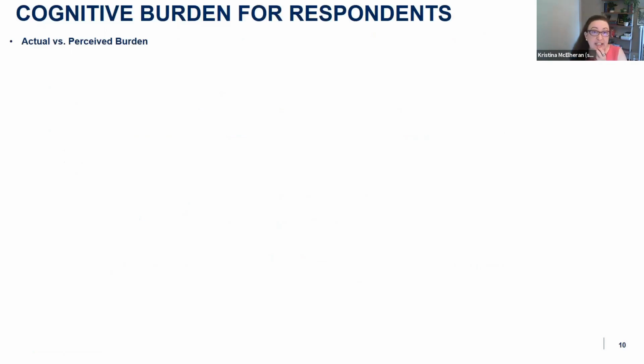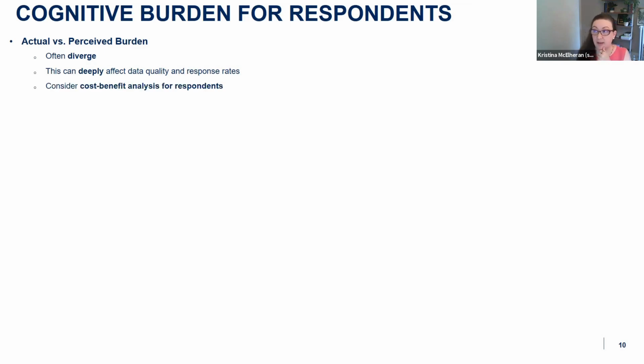It's useful to understand when we're thinking about burden that there's a difference between actual and perceived burden of respondents. And I think both Karen and Evan touched on this, but this can really affect the quality of the data. If the respondents find this burdensome, they might still respond, but they might give you garbage. And if they just don't like a question, you might get item non-response as well. So you have to really look at this from the point of view of the cost benefit analysis of the respondents.